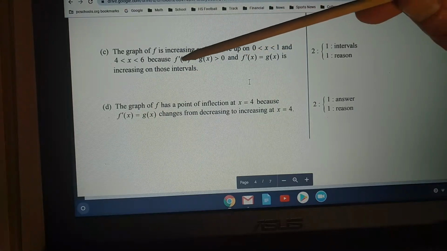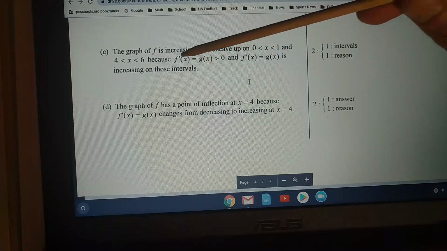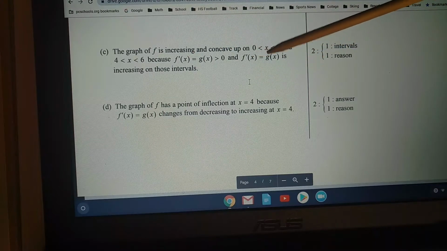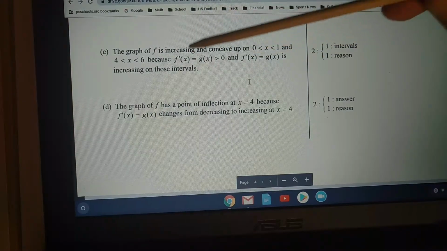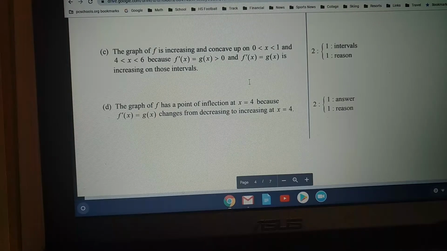So that's what you're looking at there. And you must establish the relationship here between f prime and g in some way that those are equal, and then you must have something to indicate that our g function is both increasing and positive on those intervals.